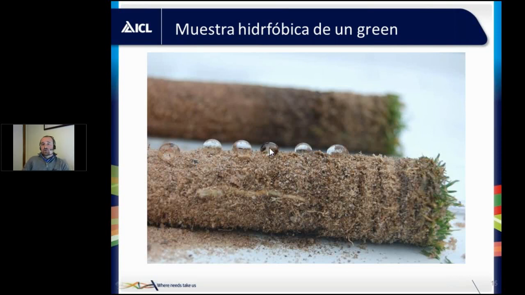It is called the water droplet penetration test, and you drip water onto the surface and you time the amount of time it takes for the droplet to sink into the core. If you have severe dry patch, then the droplet will not move into the core at all, and so that shows that you have clear hydrophobicity.